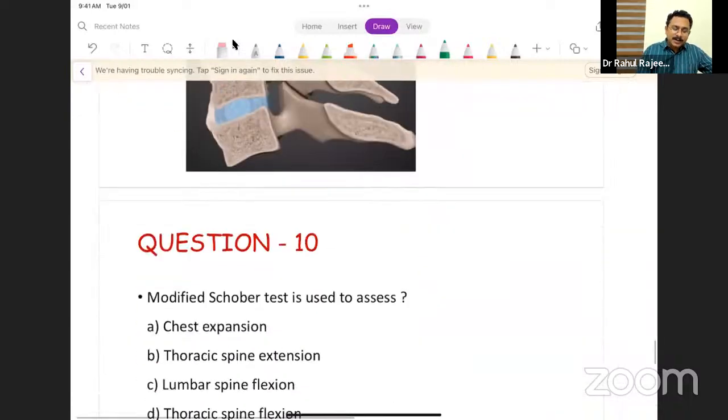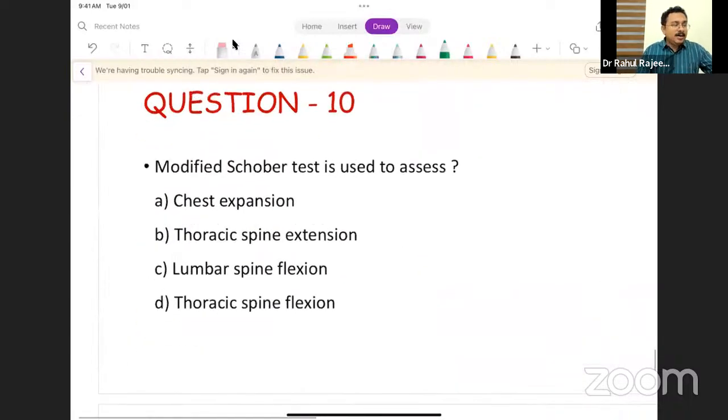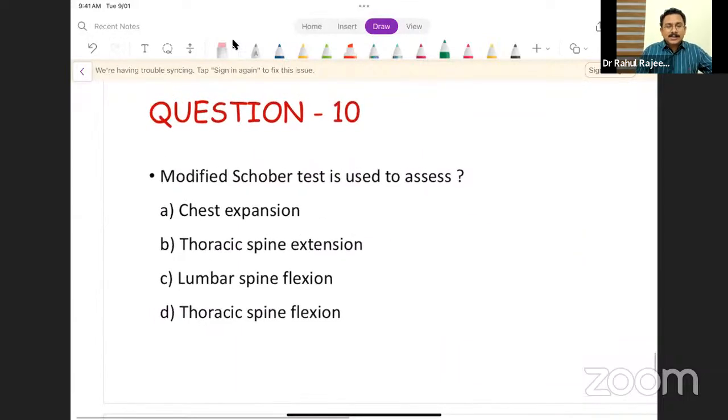Okay, right. Coming to the last question, question number 10. Modified Schober test is used to assess, is it chest expansion, thoracic spine extension, lumbar spine flexion, or thoracic spine flexion? This test is often asked in exams, the modified Schober test. So this is used to assess the lumbar spine flexion.